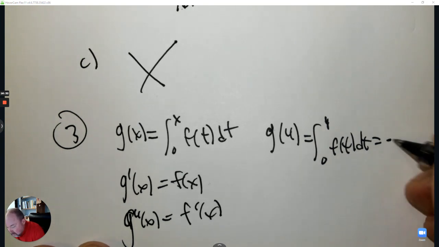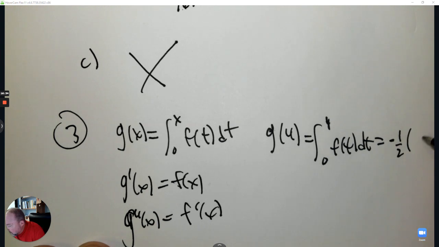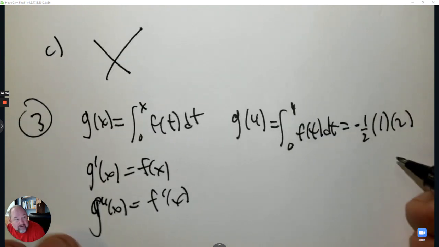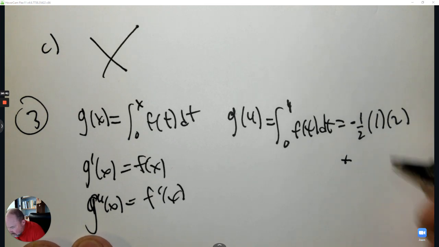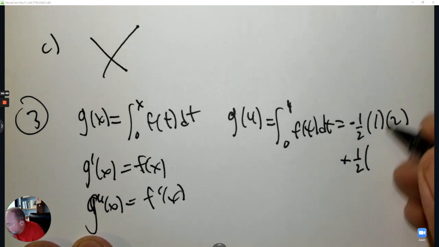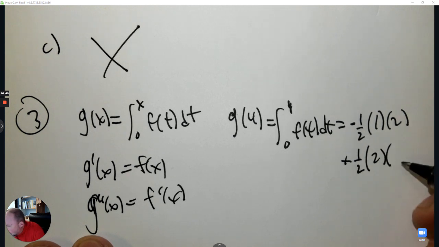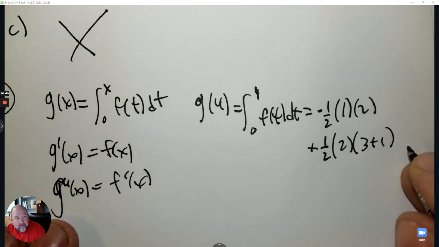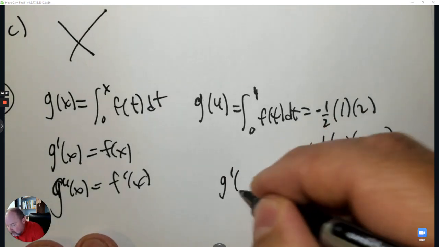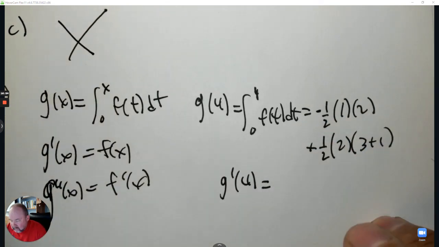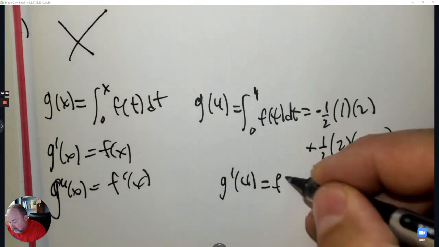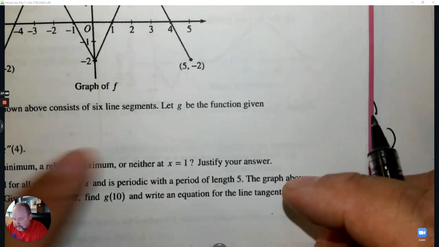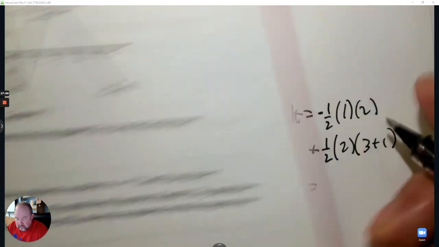That's the triangle. That's negative because it's below. And then I have a trapezoid that's positive. So the height is 2, and the two bases are 3 and 1 that we add. And there it is. The derivative at 4, I look at the graph at 4 and know what's the function value at 4? That answer is 0.